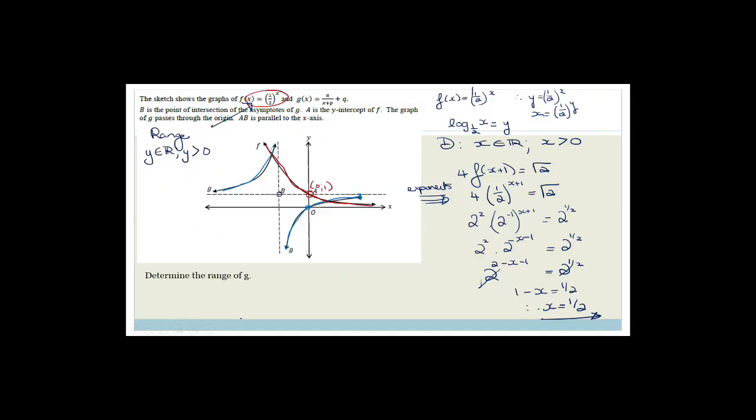Let's try another question. Now they want the range of g. Okay, well, what is the range of g? Let's have a look at it. By the way, guys, in case you always struggle with this, domain is the x values and range is the y values.